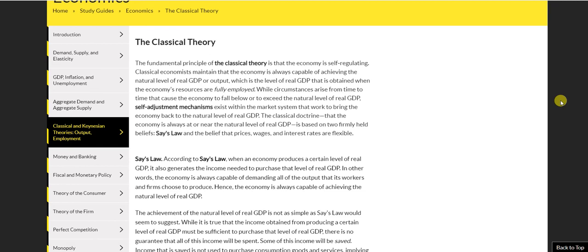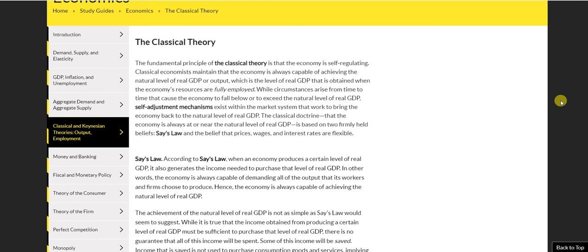Classical unemployment occurs when the real wages are kept above the market clearing wage rate, leading to a surplus of labor supply. Classical unemployment is sometimes known as real wage unemployment because it refers to real wage being too high.